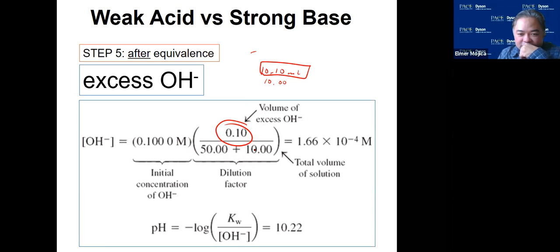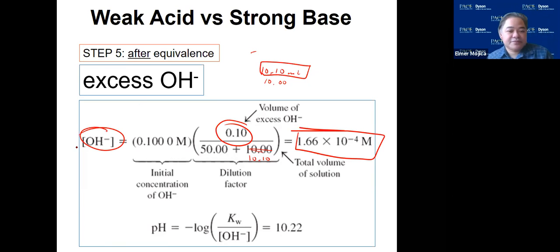I think there's some mistakes here. This should be 10.10. Okay. And you end up with this. And again, this is hydroxide. And if you're going to get the pH, it is equal to 10.22. Okay?